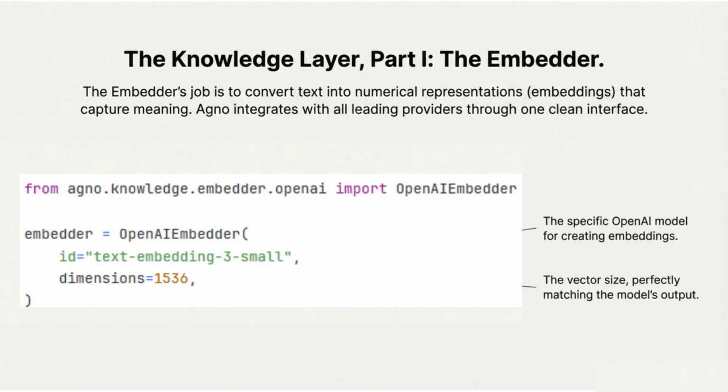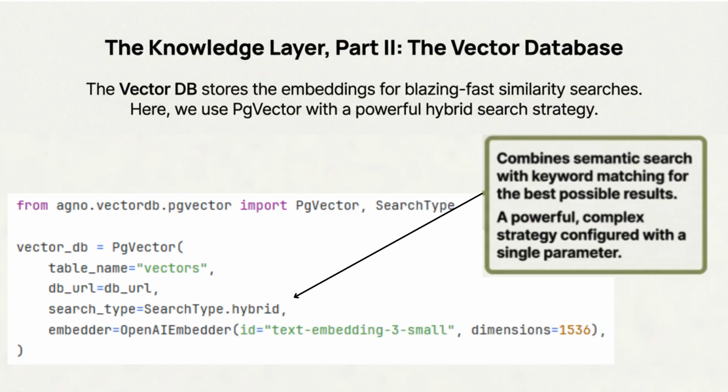We import OpenAI embedder from agno.knowledge.embedder.openai, then configure it using the ID parameter, not model. Here we're using text-embedding-3-small with 1536 dimensions. Agno integrates seamlessly with all the leading embedding providers. One interface, endless options.